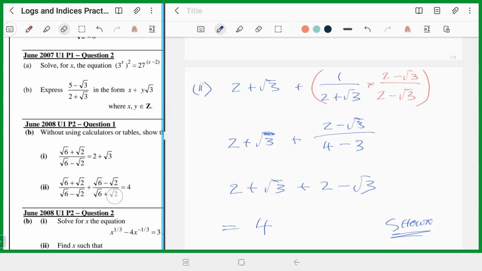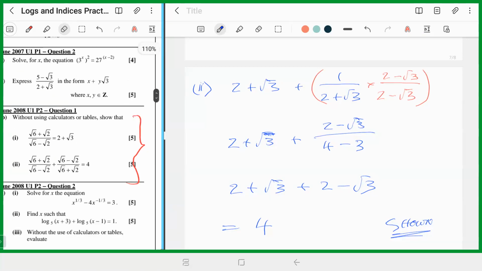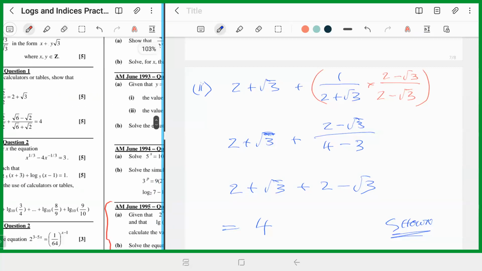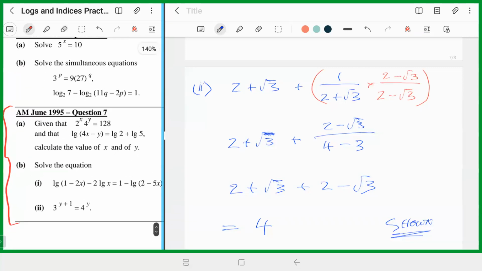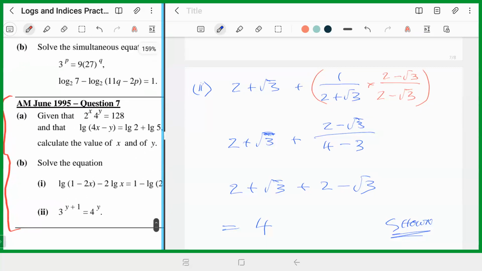I have one more question on this sheet that I'm going to do before I jump to past papers. These are all past papers too, you know. Let us do this one now. Part A and part B. Let's go.